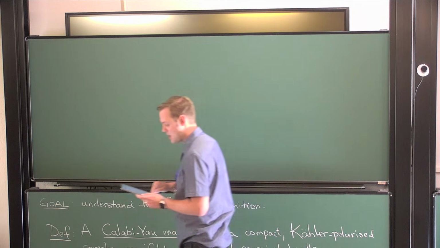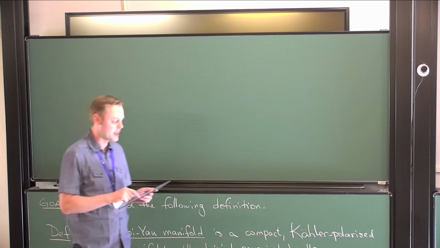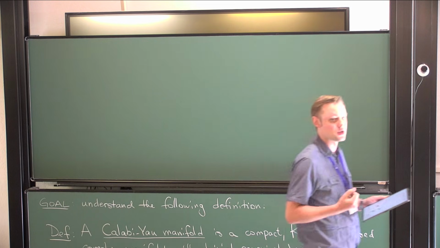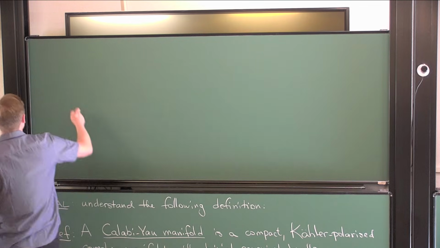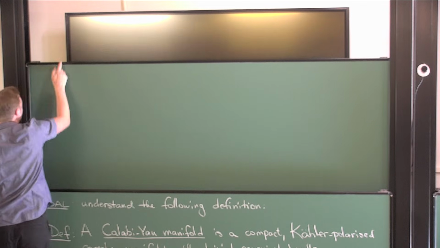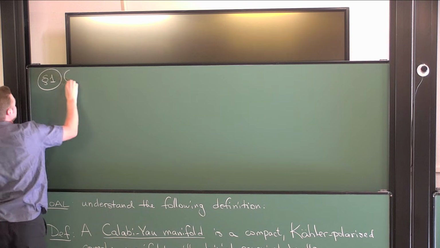Okay, so the plan is I'll start with complex manifolds and we'll do lots of examples, and then I'll try to explain what a canonical bundle is, and that should be enough for us to get into Calabi-Yau manifolds proper. Okay, so let me start. Section 1: complex manifolds.